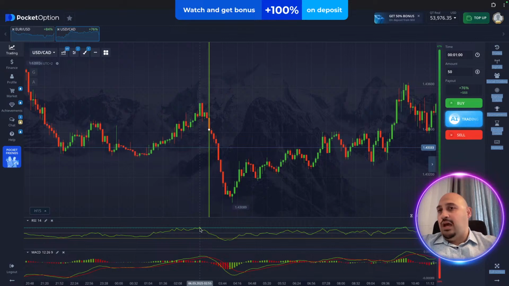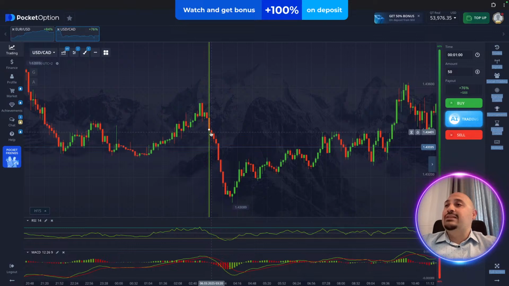We have the RSI pierce the 70%, then move downwards. That is our first indication of the trend shifting downwards. And then we also have our MACD, which is above zero. We have our green moving average crossing the red one, which is another sell signal. So we have two confirmations right here.